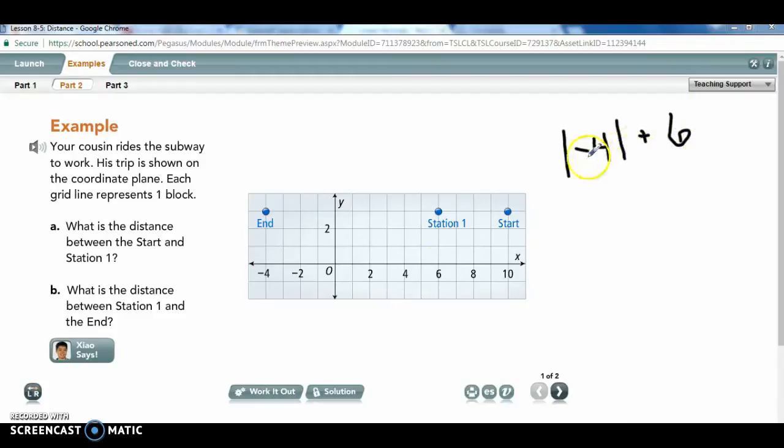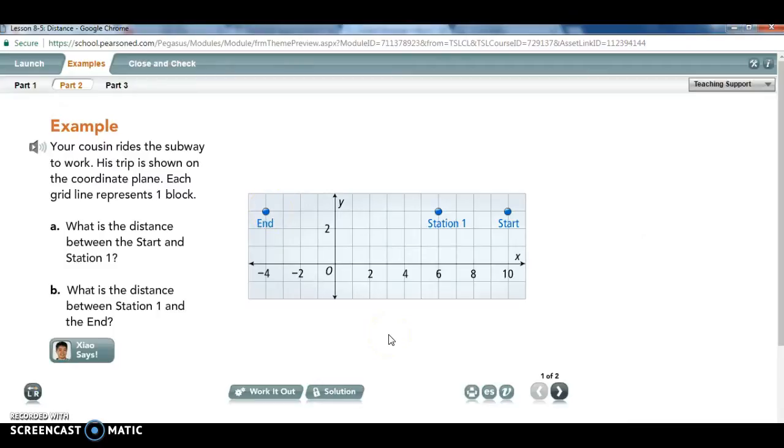The absolute value of -4 is 4, and then we add 6, and that gives us 10. That's how we can solve it mathematically. We can also use this picture and count. 1, 2, 3, 4, 5, 6, 7, 8, 9, 10. The answer to B is 10 blocks.